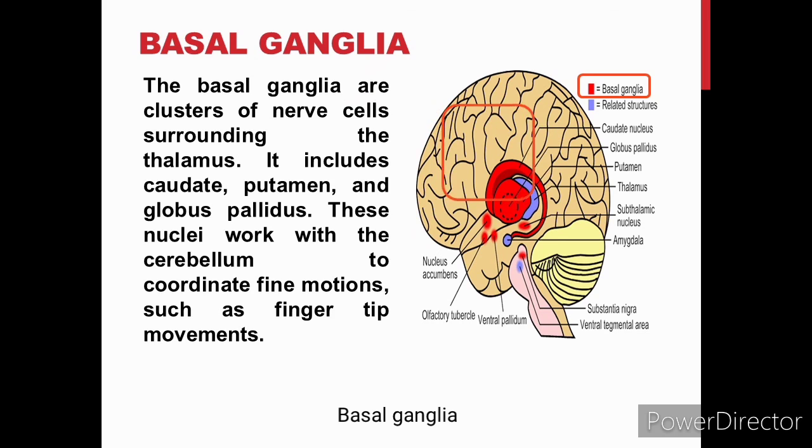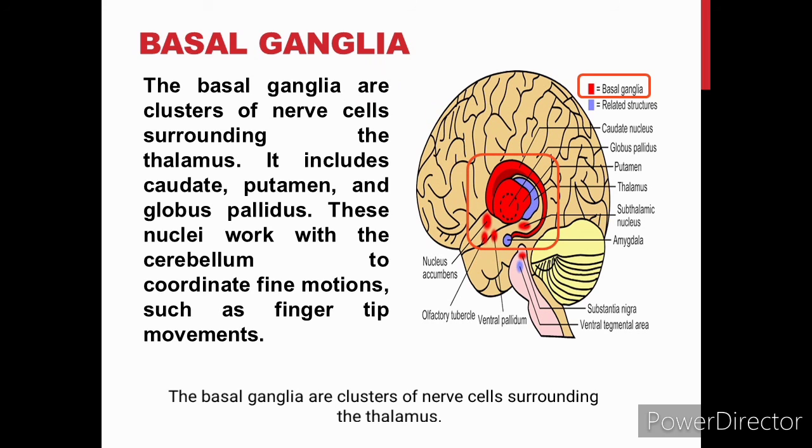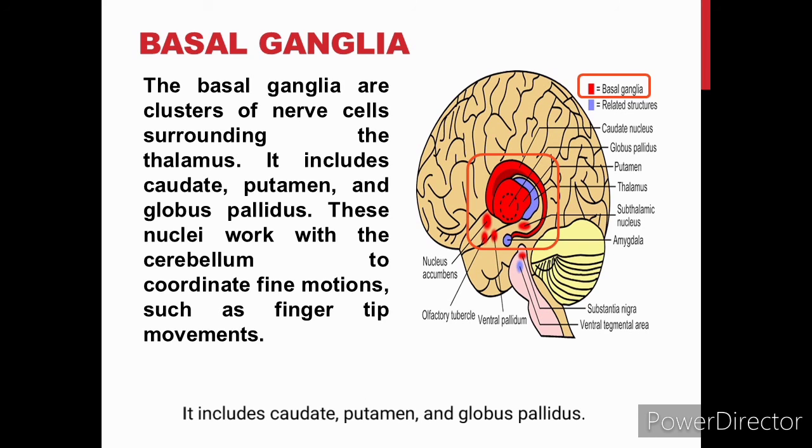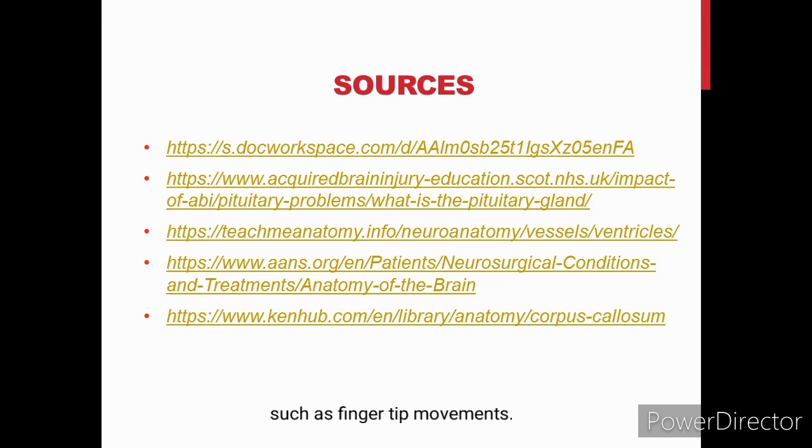Basal ganglia. The basal ganglia are clusters of nerve cells surrounding the thalamus. It includes the caudate, putamen, and globus pallidus. These nuclei work with the cerebellum to coordinate fine motions such as fingertip movements.